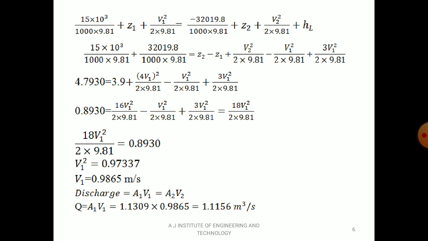They have asked discharge. So discharge equal to A1 V1 equal to A2 V2. But we have values of A1 and V1, so I'll go with the first expression, Q equal to A1 V1. A1 value is 1.1309, V1 we got as 0.9865. So just substitute: Q equal to 1.1309 into 0.9865, that is equal to 1.1156 meter cube per second. That's the value of rate of discharge. That's the first problem, so let's go for the second problem.